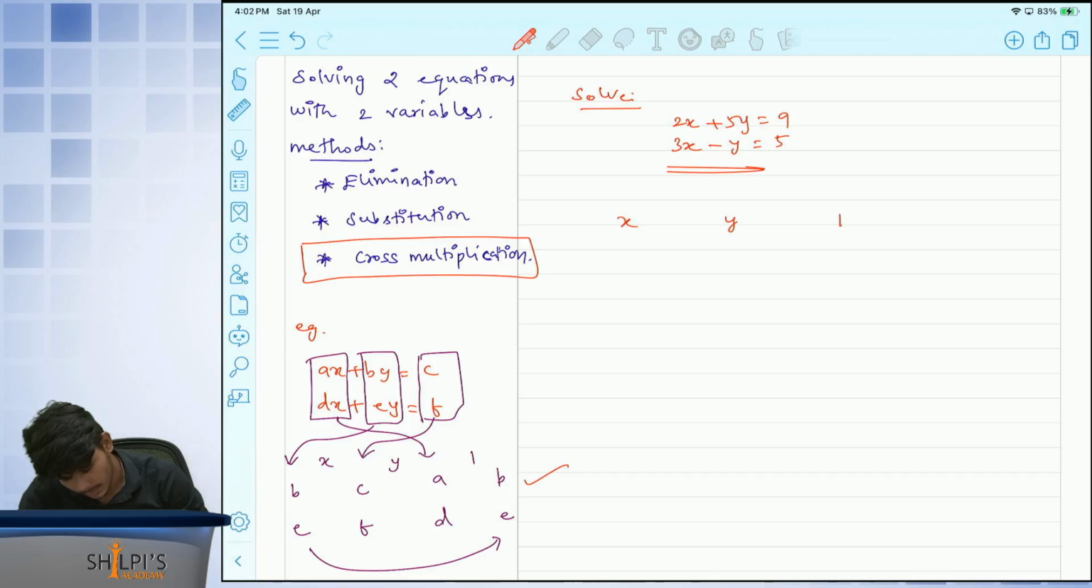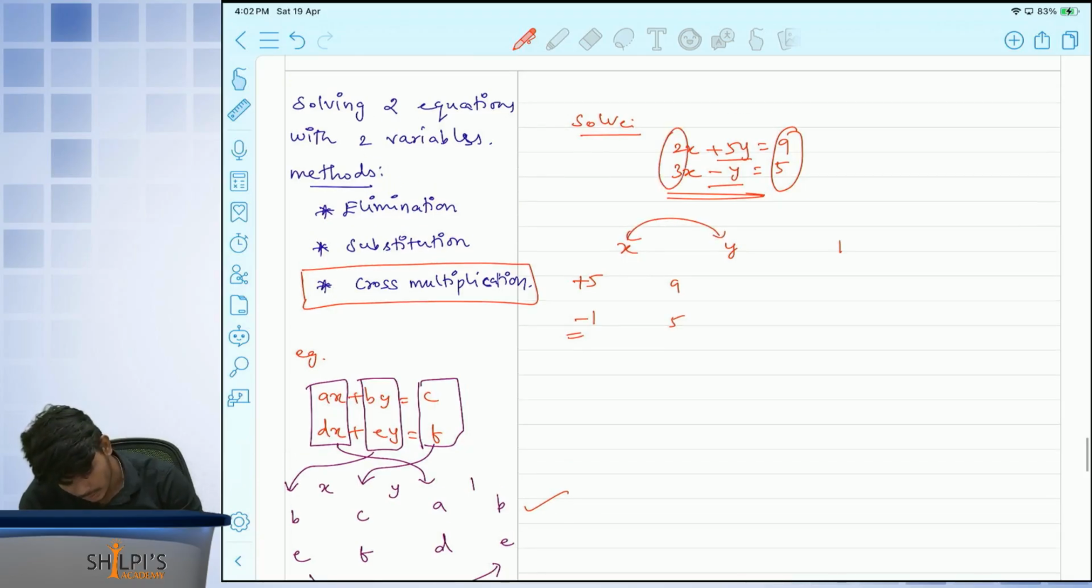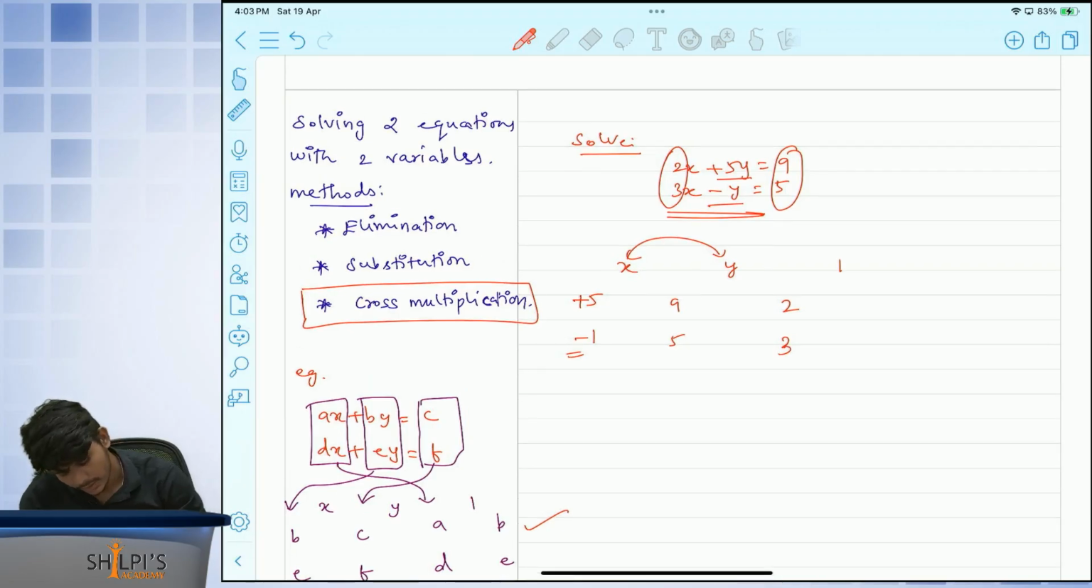In the first part, we have to write the coefficients of y. What are the coefficients of y? Plus 5 and minus 1, right? So I am going to write plus 5 and minus 1 before the x. And the constant parts, 9 and 5, I am going to write in between x and y, and the coefficients of x will be written in between y and 1, and again the coefficients of y are going to be written in the last.